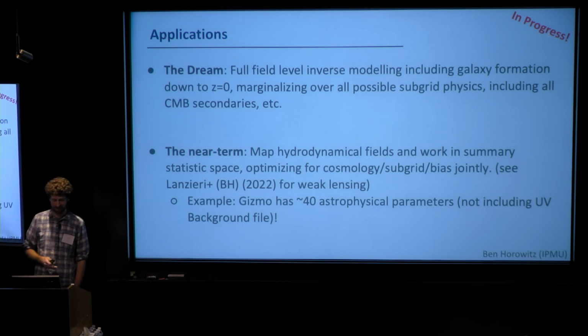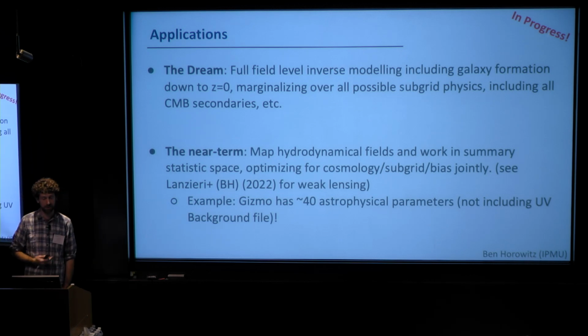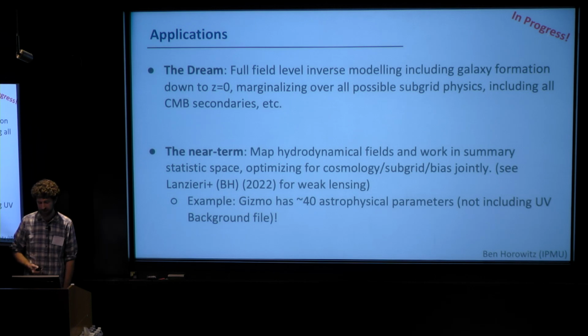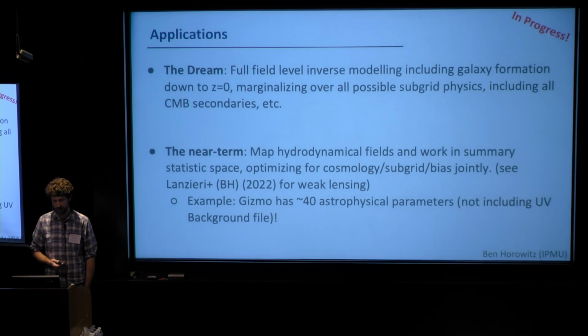So I figure we could downscope a little bit and look at summary statistics space. If you look at summary statistics, you can reduce the dimensionality of the problem quite a bit, because you can just average over various realizations of the initial phases. You don't have to optimize them jointly. But you still have a really large dimensional parameter space, right?